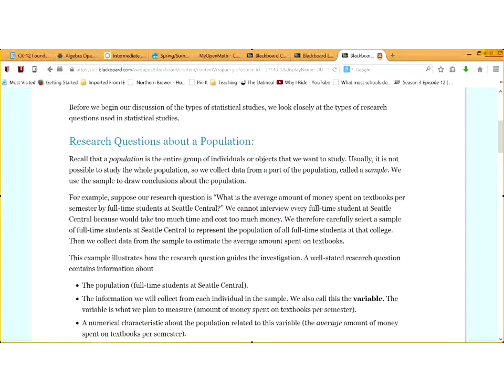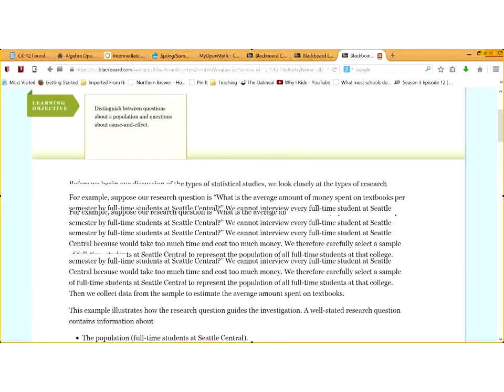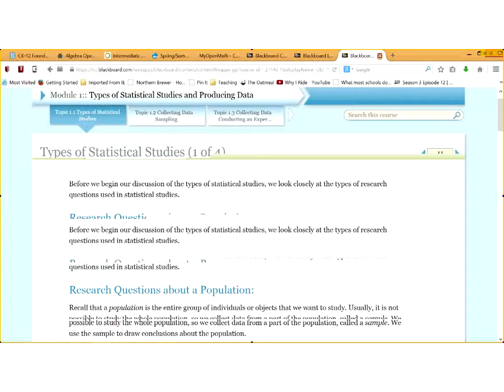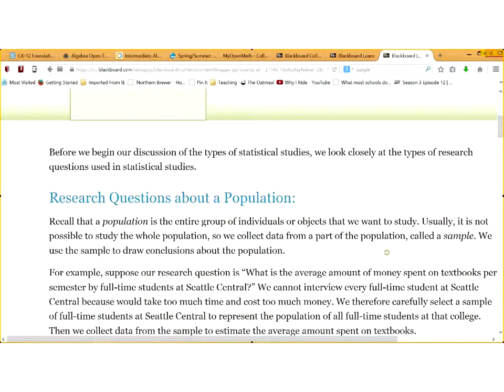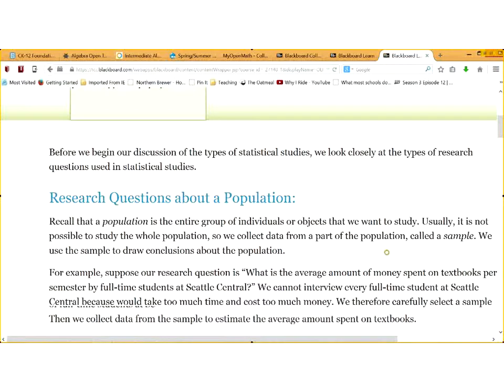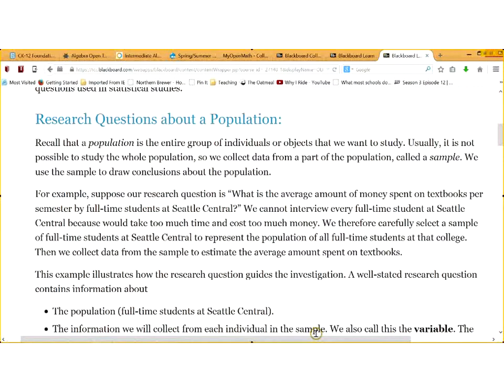All right, so let's look at the different types of studies, because that's what the first topic in Module 1 is, you see there, types of statistical studies, topic 1.1. All right, let me make this a little bit bigger. All right, so most broadly, there are research questions about populations, okay? And any statistical study is going to be interested in a population or in multiple populations.